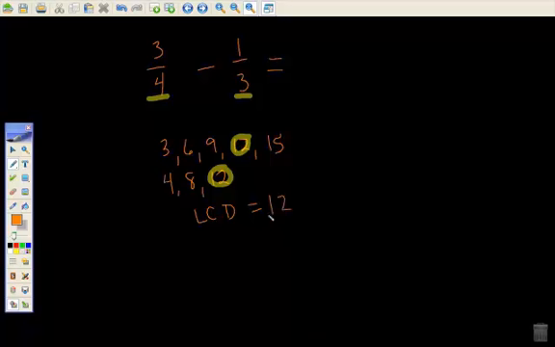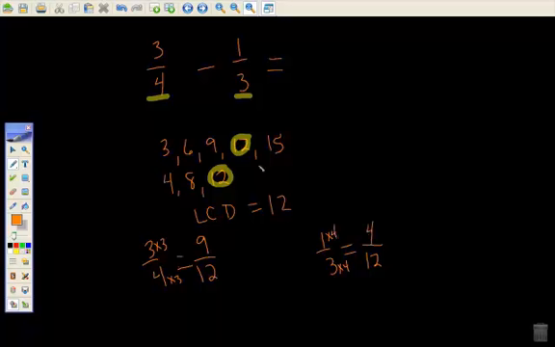Now what do I have to do with that LCD? I have to get an equivalent fraction for each of those. So I'm going to turn 3/4 into 12ths. And I'm going to turn 1/3 into 12ths. 4 times what is 12? Times 3. So 3 times 3 is 9. Because remember, whatever you do to the denominator, you must do the exact same thing to the numerator when you're adding and subtracting. 3 times what is 12? 3 times 4. So 1 times 4 is 4.